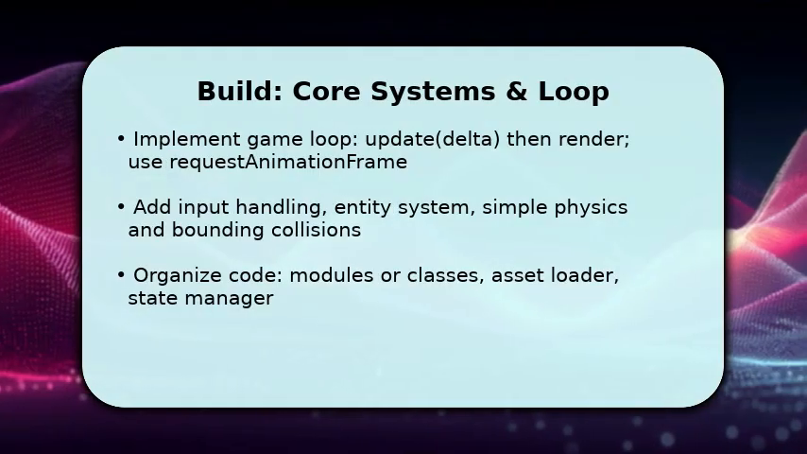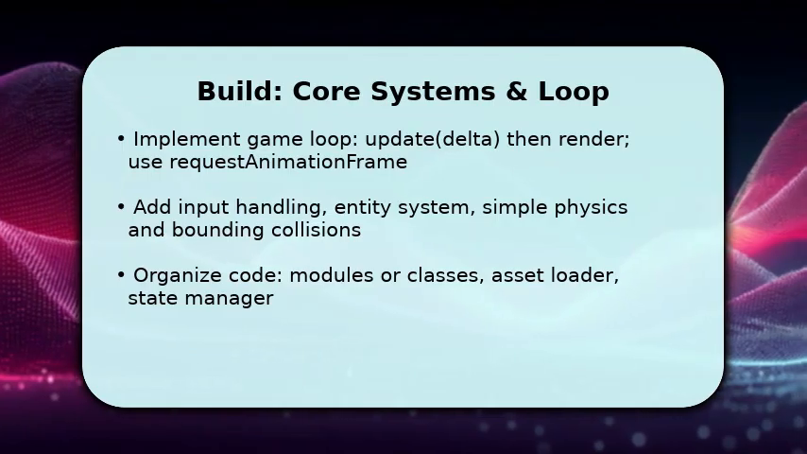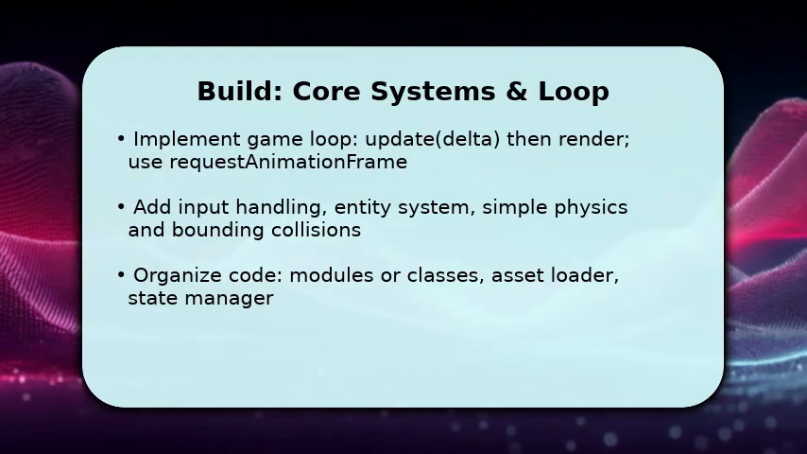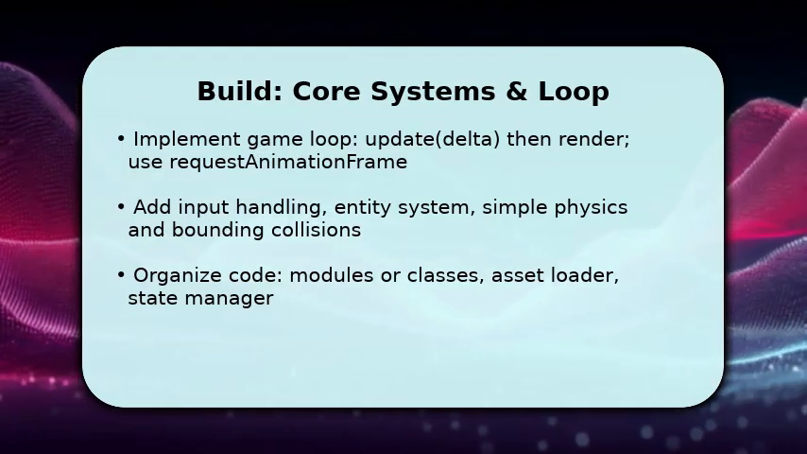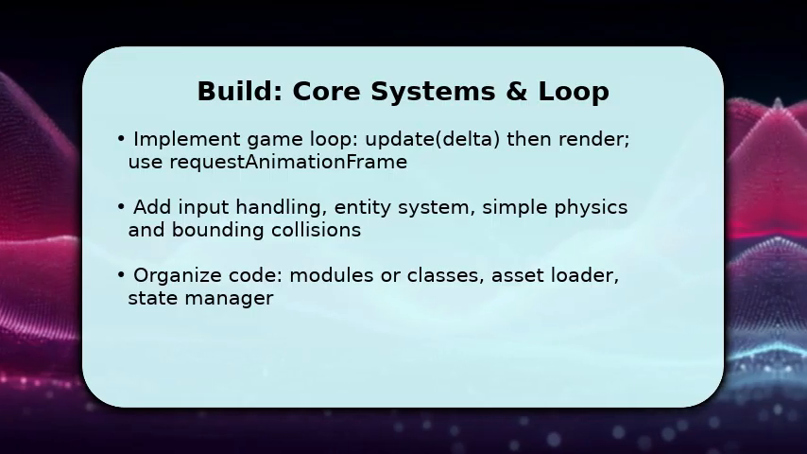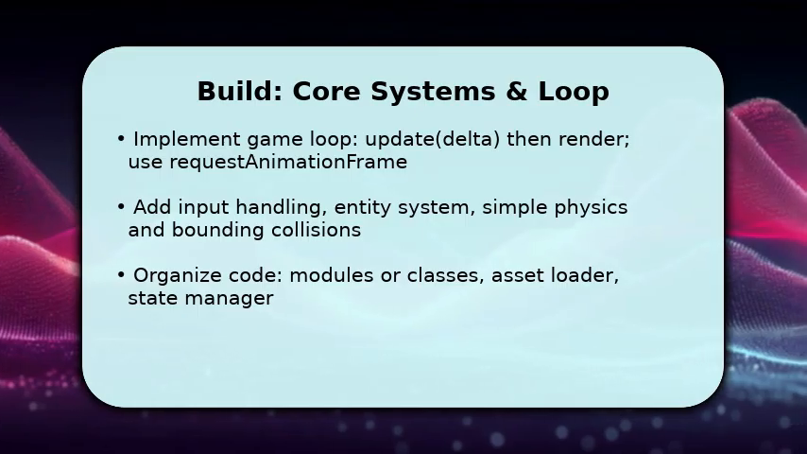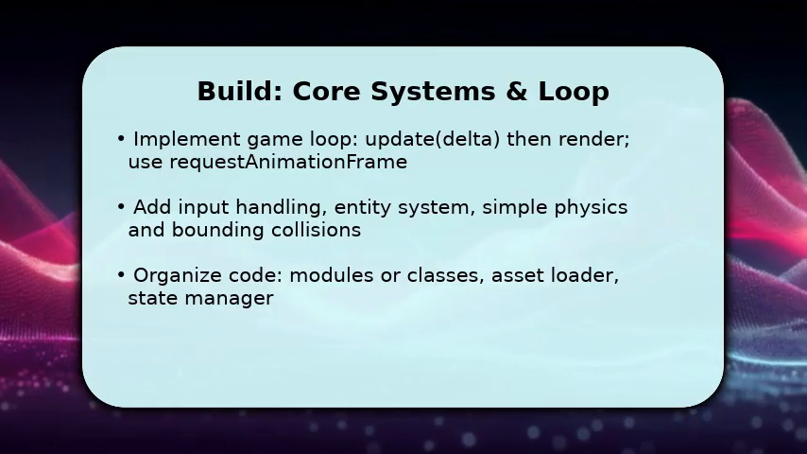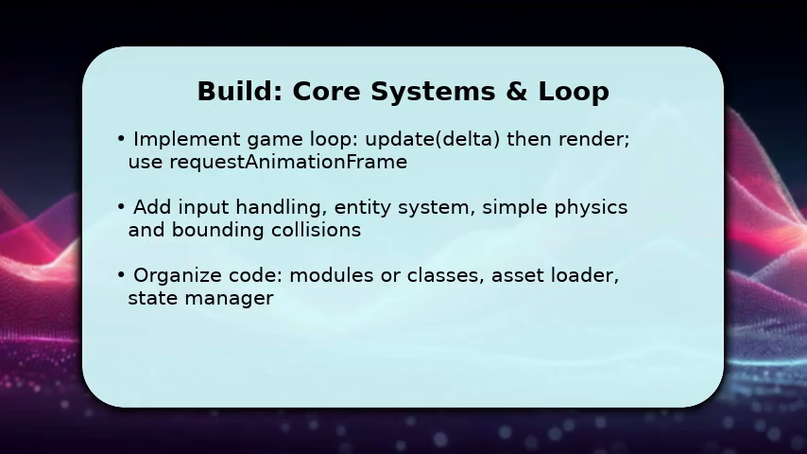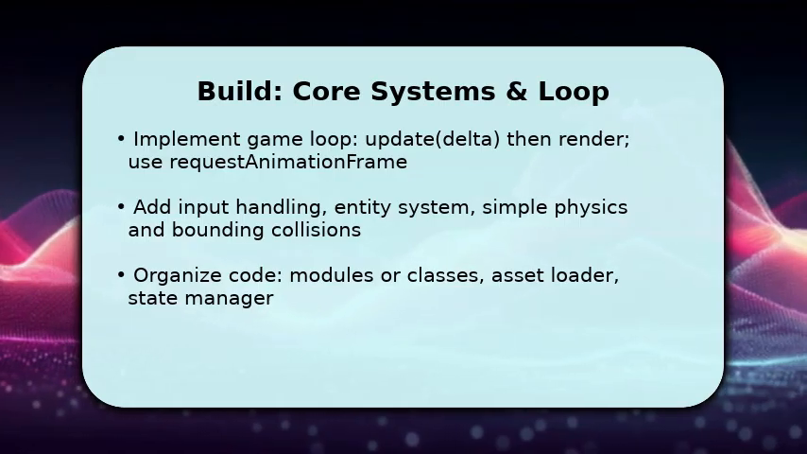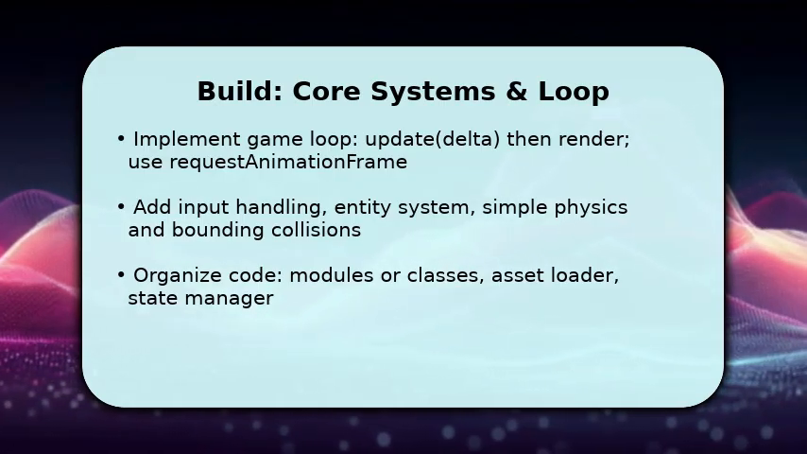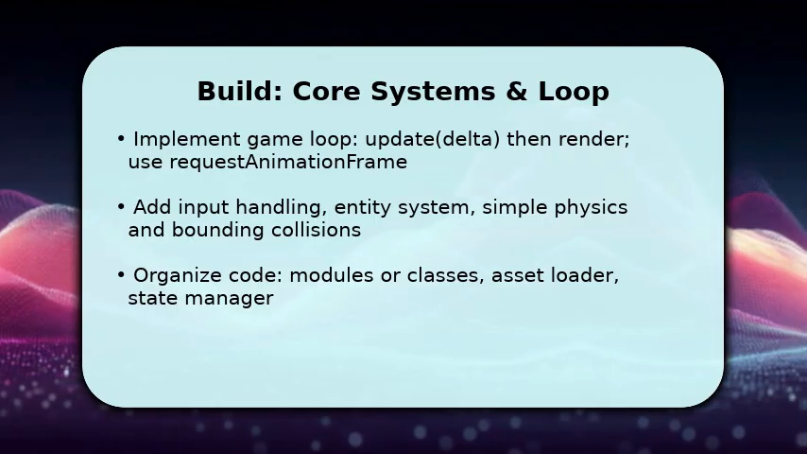You now implement the core loop and systems. Use requestAnimationFrame and an update, delta, plus render cycle so motion stays smooth across devices. Add input handling that decouples reading keys from applying movement, then build a simple entity system with components for position, velocity, and sprite. Introduce basic physics and bounding collisions to keep gameplay coherent.